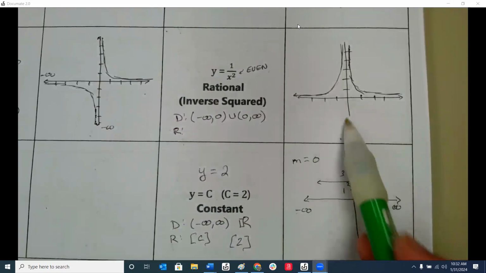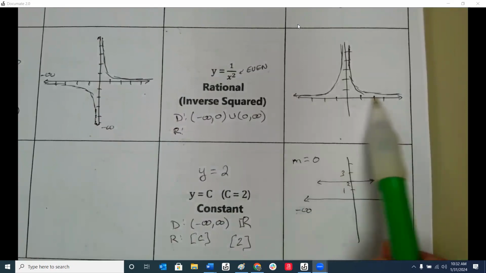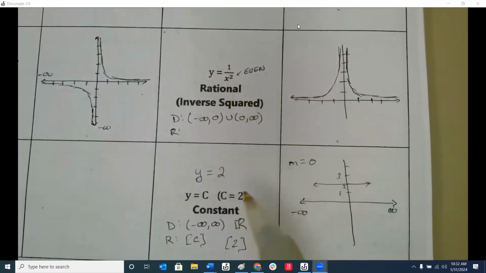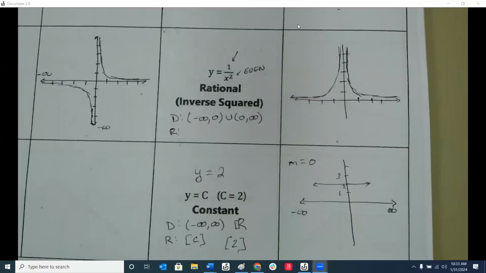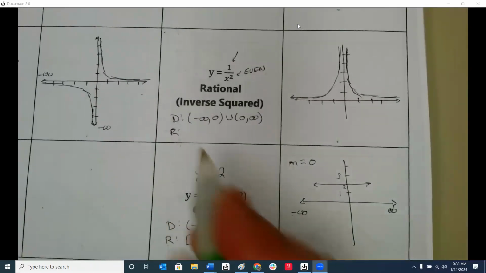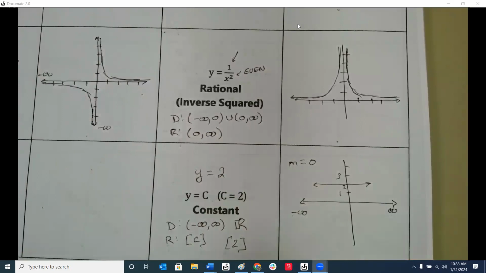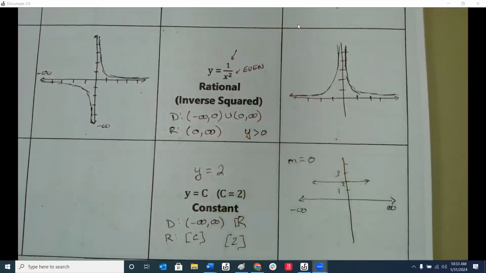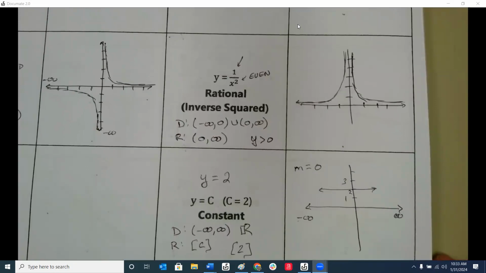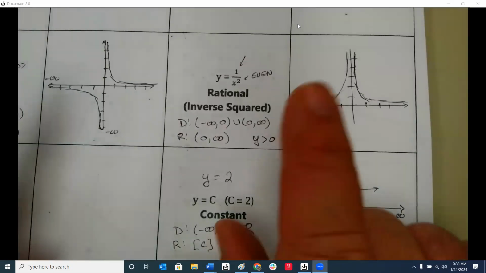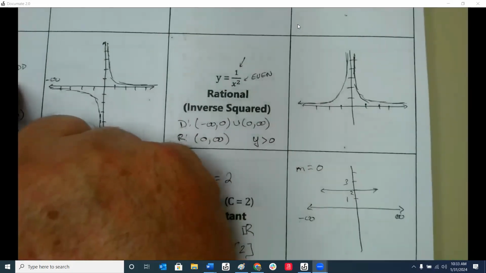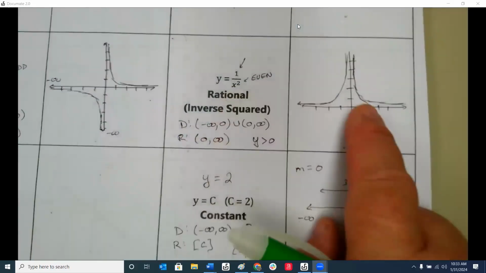What about my range? Can my answer be negative? No. Can it be 0? You can never cross the x-axis. The only way a fraction can equal 0 is if the top is 0. Since it's a 1 on top, it can never get 0. So my range is just above 0 to infinity. Or y is strictly greater than 0. Since we don't have an x on top, we can't equal 0. Again, notice odd exponents, I can have positives and negatives. Evens, I cannot have negative answers.